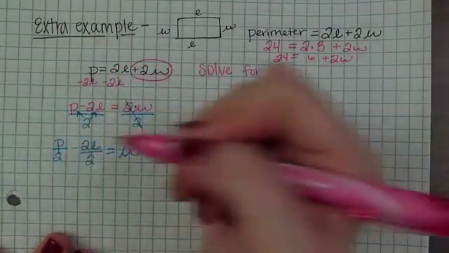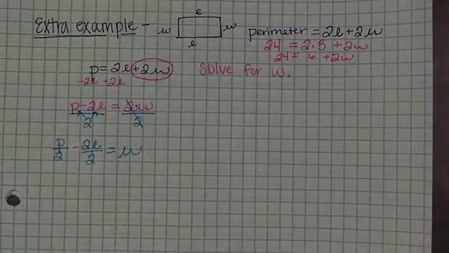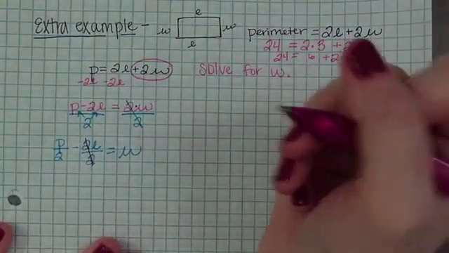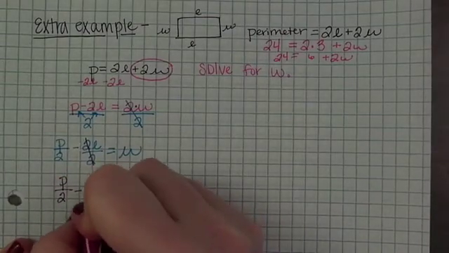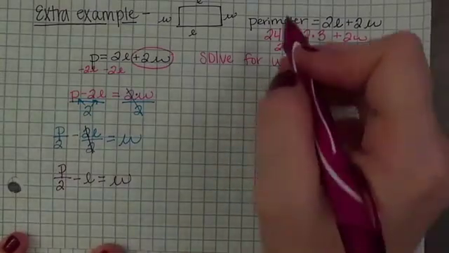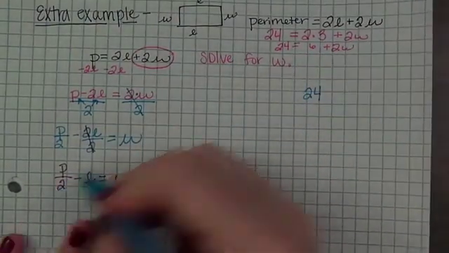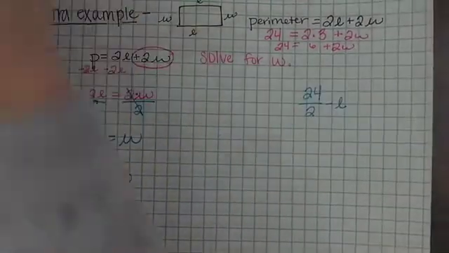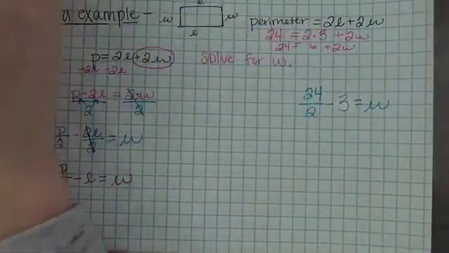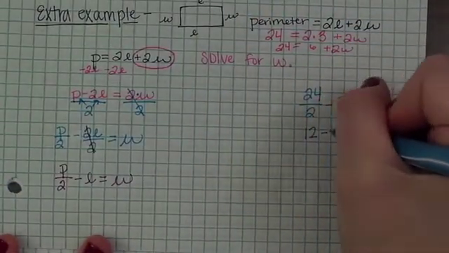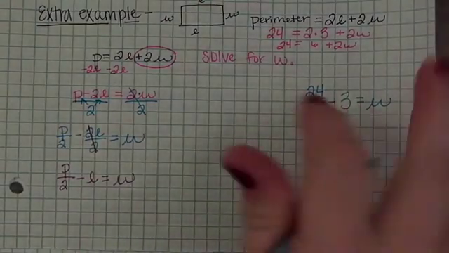Okay, then we have P divided by 2 minus 2L divided by 2. Well, again, what's 2 over 2? 2 divided by 2 cancels. Notice it was a negative 2 divided by a positive 2, so it should stay negative. So it'd be P divided by 2 minus L equals W. So again, if we use these numbers up here, if I have 24 as my perimeter, 24 divided by 2 minus, not L, minus 3 would give me whatever my W equals. So 24 divided by 2 is 12, minus 3, 12, 11, 10, 9. So 9 equals W.